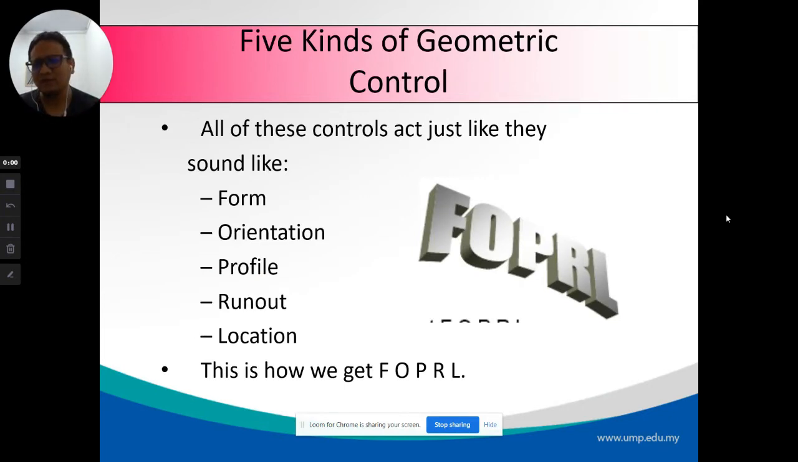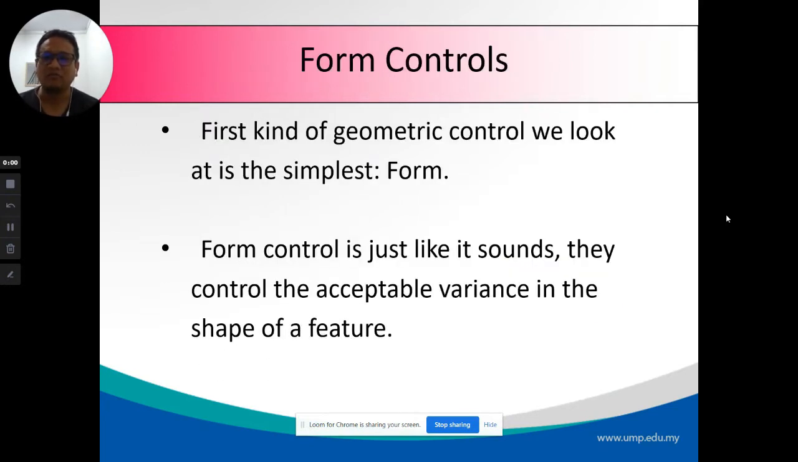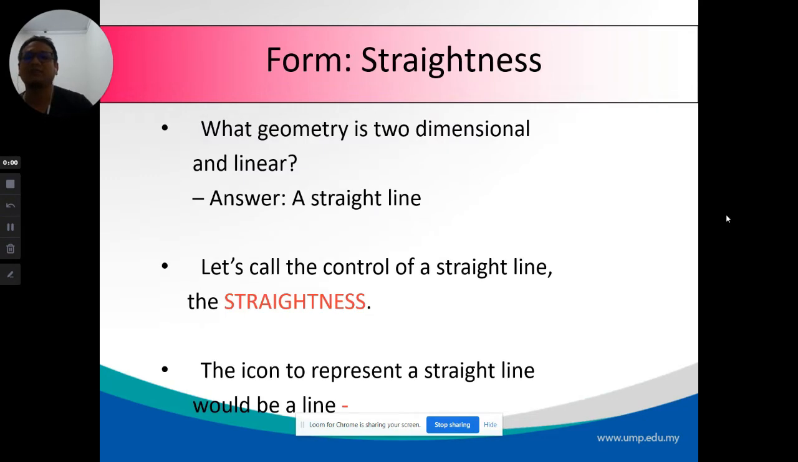So there are five kinds of geometric controls, which I explained to you already: form, orientation, profile, runout, and location. First is form. What is form? It is the first kind of geometric control we look at. Form is just like it sounds. Form dalam bahasa Melayu dipanggil bentuk. They control the acceptable variance in the shape.